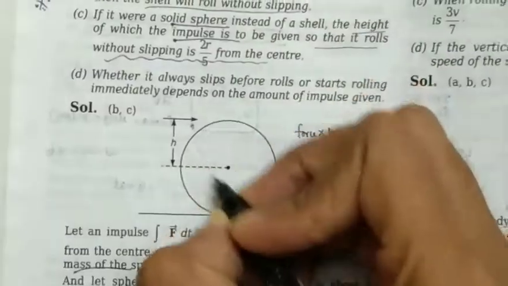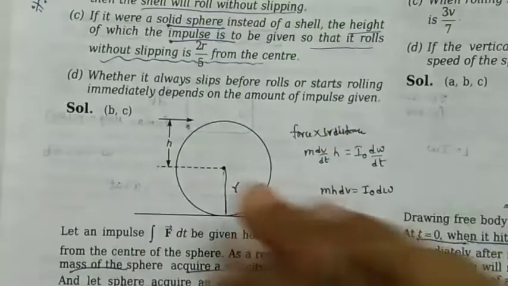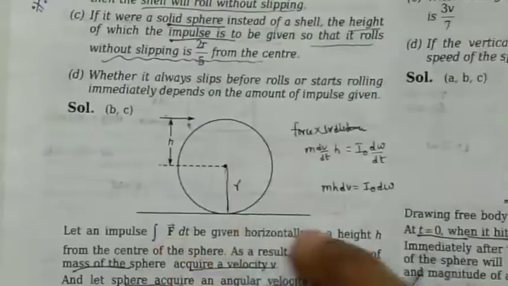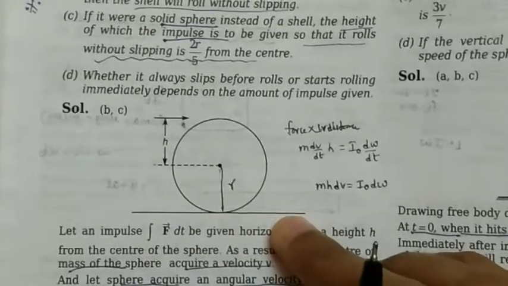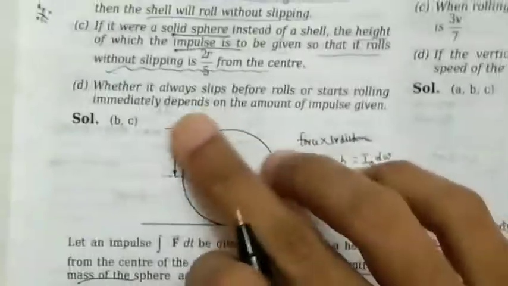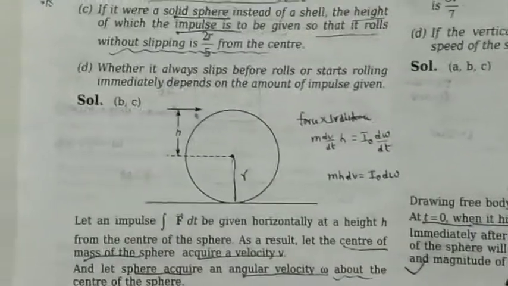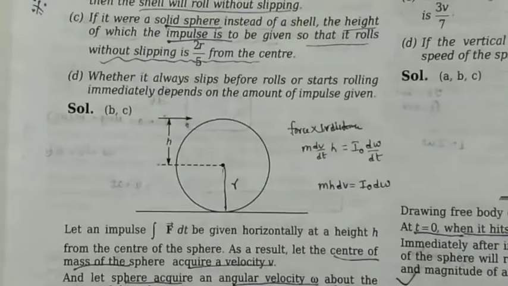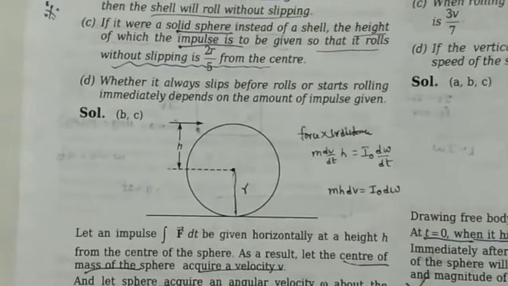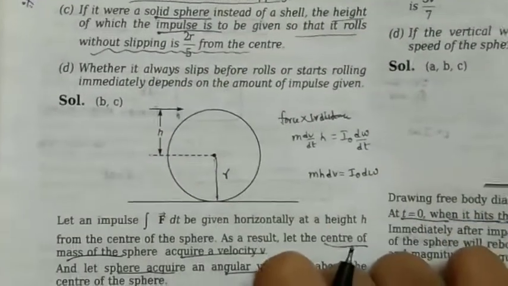So from here to here the radius is R, the radius of the sphere, and it is lying on the rough surface. So this is the rough surface, and it is given a sharp impulse horizontally. So this spherical shell is given a sharp impulse, just a small force applied for a short duration of time. That is nothing but impulse, F dt is the formula for that.